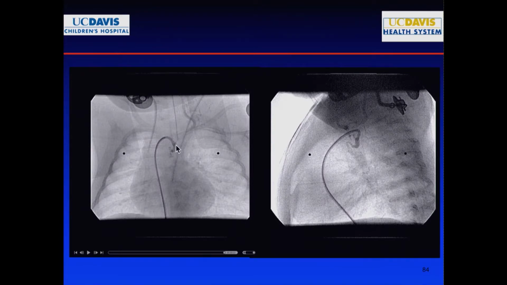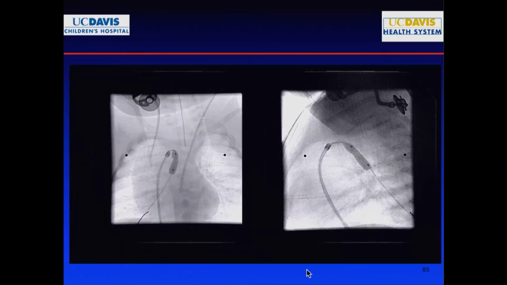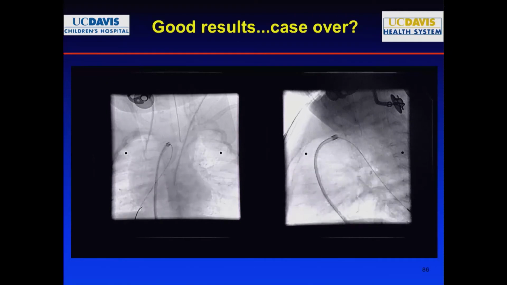All right, here's a patient you've seen as a ductus, and I know that everyone's going to say, let's stent the ductus. We did that. That looks really, really good, right? We opened it up. We're happy with the results, right? Pretty happy with it, right?